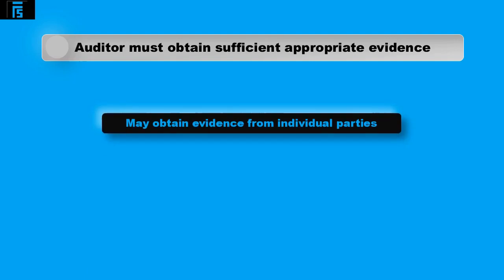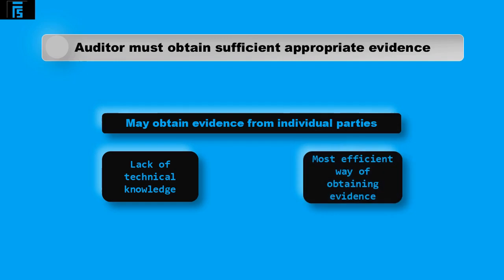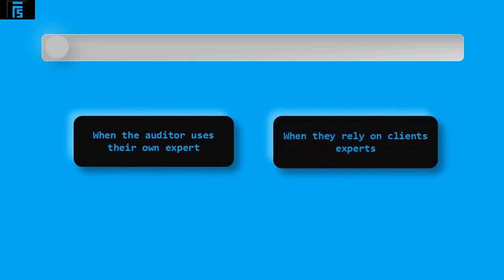During the audit process, the auditor must ensure they obtain sufficient appropriate evidence. In order to do this, they may need to obtain evidence from individual parties who can then back up the auditor's findings to ensure they come to an appropriate opinion on the financial statements. This may be due to a lack of technical knowledge on a matter, or it is the most efficient way of obtaining evidence. We can split when auditors rely on others into two groups: when the auditor uses their own expert, and when they rely on the client's experts.